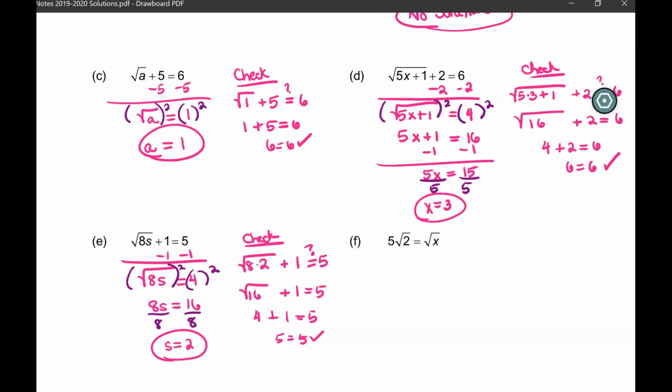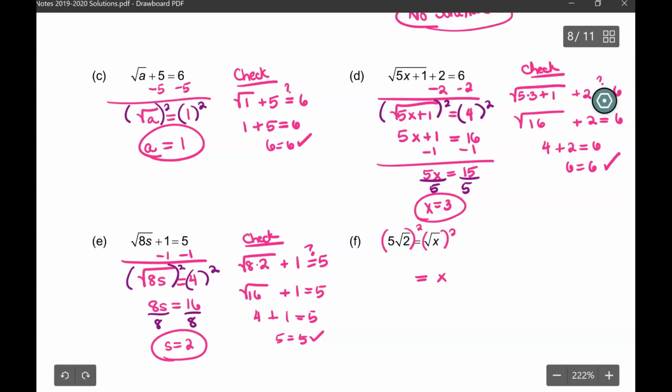Next one. Okay, so this one I have a square root on both sides, but really we want to make sure that the square root of the variable is isolated, which it is. So we're going to square both sides. Now, 5 root 2 times 5 root 2. I'm just going to write it out so that we remember how to multiply radicals. So you multiply the whole numbers, which is 25. Square root of 2 times square root of 2 is 2. So we get x equals 50.